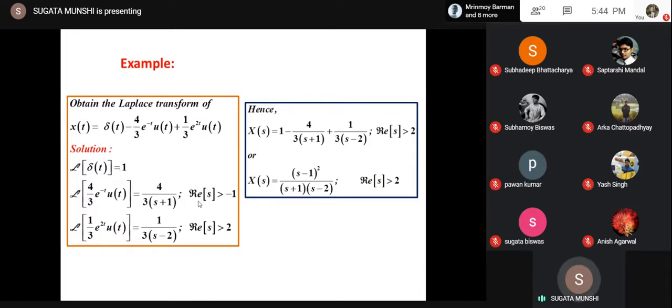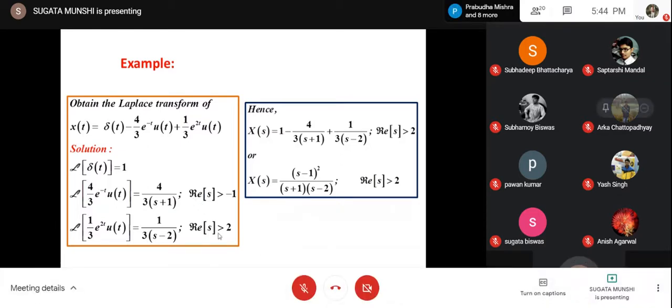Now, where do these two ROCs overlap? It overlaps for sigma greater than 2. Therefore, if you just combine these, add up all these components, it will result in (s minus 1) whole square divided by (s plus 1) into (s minus 2), with that ROC.